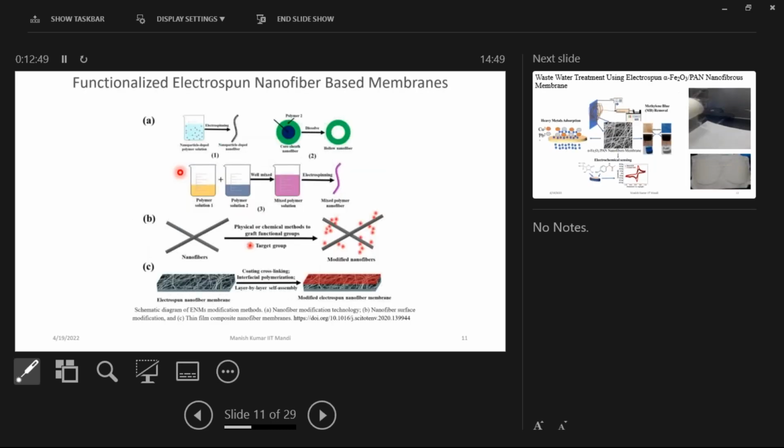Now, functionalized electrospun nanofibers. Basically, there are 3-4 ways by which you can functionalize your nanofibers. First, we have a polymer solution. In the polymer solution itself, you can add functional groups like metal oxide nanoparticles, MOFs, COFs, covalent organic frameworks and metal organic frameworks. Whatever functional group you want, you can add into the polymer, and then electrospin that polymer. Then you will get this kind of fiber, with your functional group on the surface as well as inside the fibers.